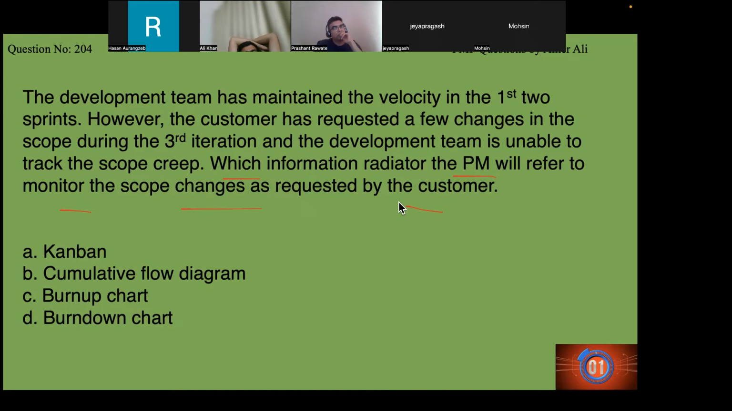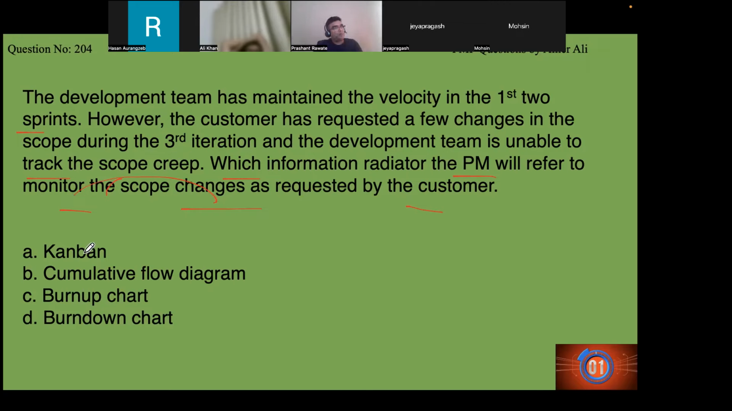The development team has maintained the velocity in the first sprint. However, the customer has requested a few changes during the third iteration. The development team is unable to track the scope creep. Which information radiator will be referred to monitor the scope changes requested by the customer?